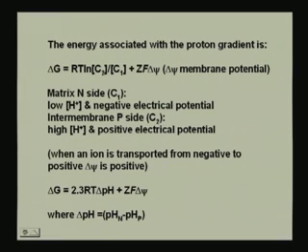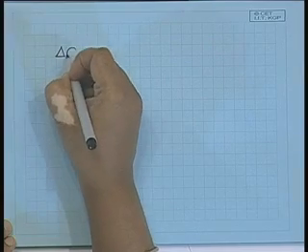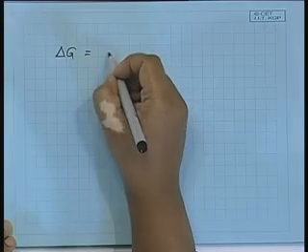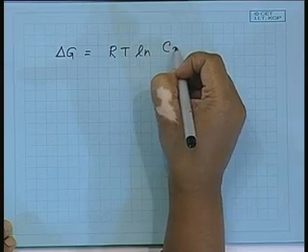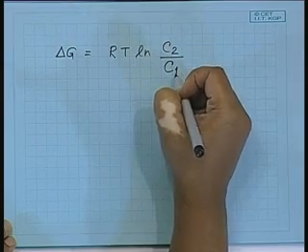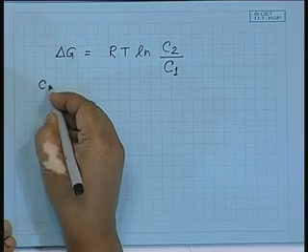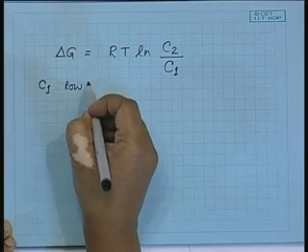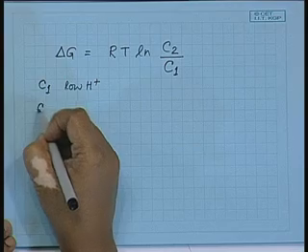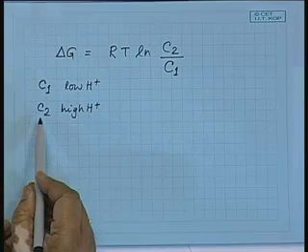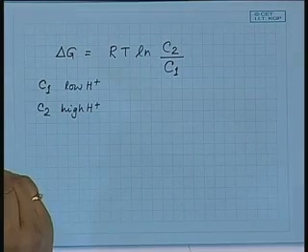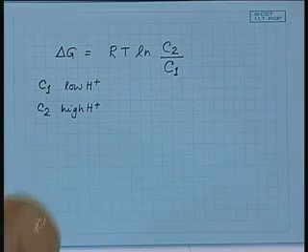So, if we just work this out, I have my delta G. My delta G is RT ln C2 by C1. Where is my C2? My C1 is low H plus. My C2 is high H plus. And you have to remember that the high H plus is in the intermembrane space and you are still pumping in H plus to that space. Why? Because you have to make ATP.